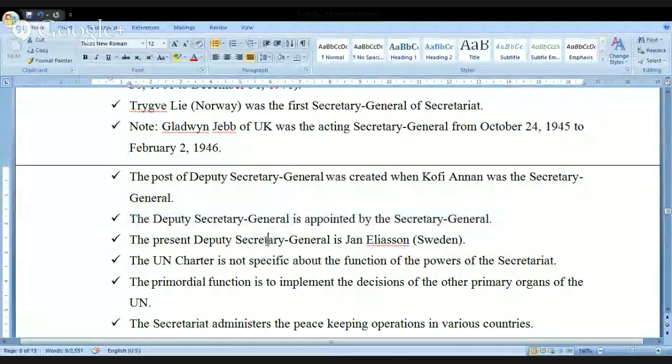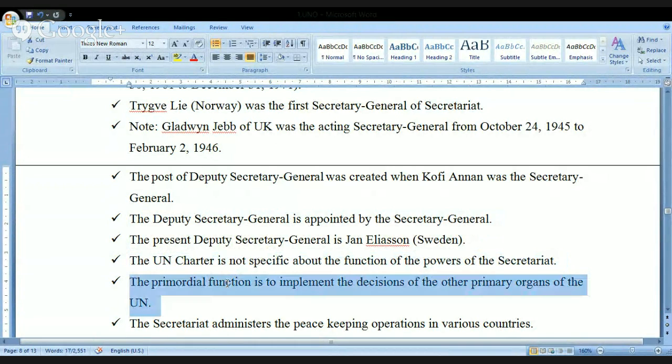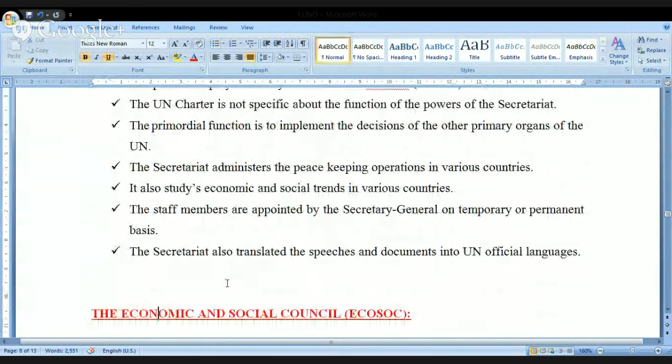Very important. Now I'll show you the document. Have a look here. The Deputy Secretary General is appointed by the Secretary General. The present Deputy Secretary General is Jan Eliasson of Sweden. Now the UN Charter is not specific about the functions and powers of the Secretariat. The primary function is to implement the decisions of the other organs. Next one.